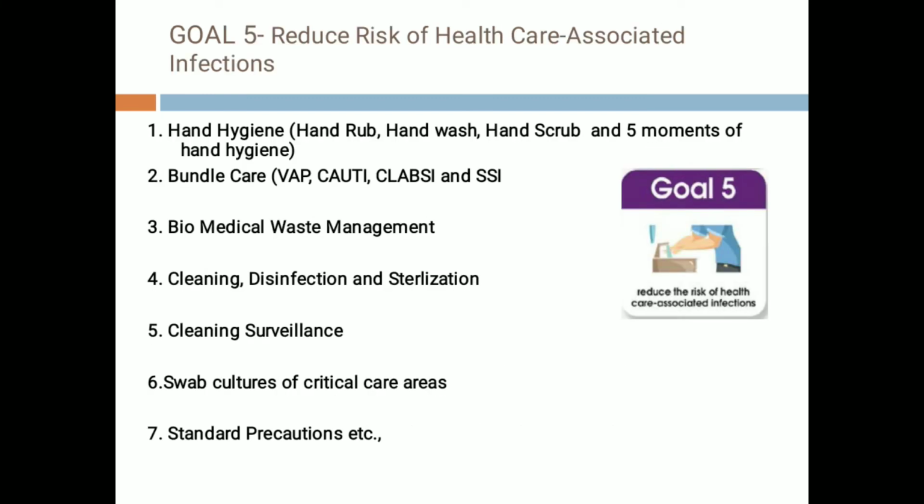Goal 5. Reduce risk of healthcare associated infections. The following are to be kept in mind to reduce the risk of healthcare associated infections. Hand hygiene, bundle care for VAP, CAUTI, CLABSI and SSI, biomedical waste management, cleaning, disinfection and sterilization, cleaning surveillance, swab cultures of critical care areas and standard precautions, etc.